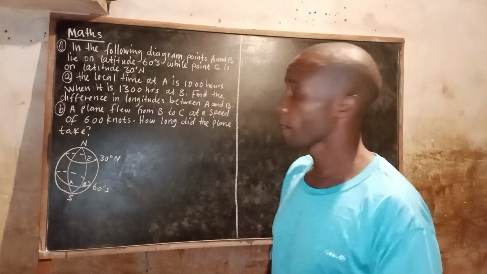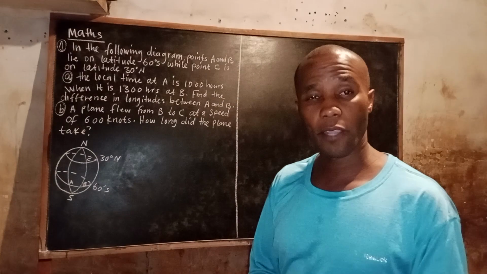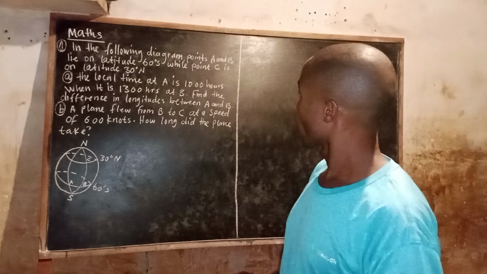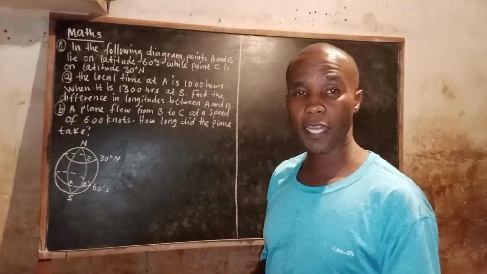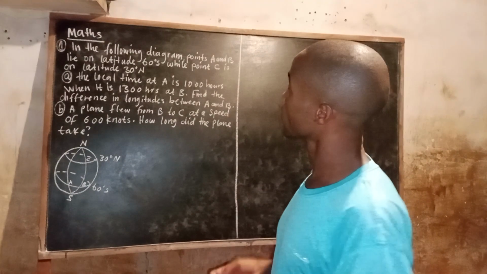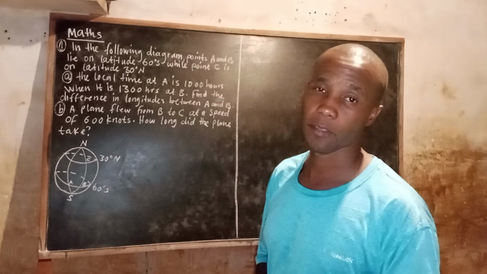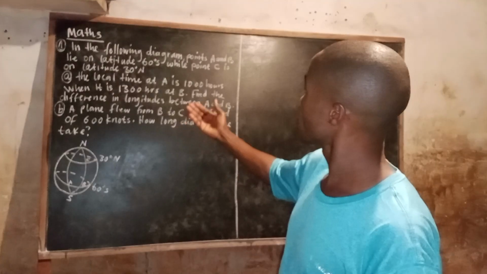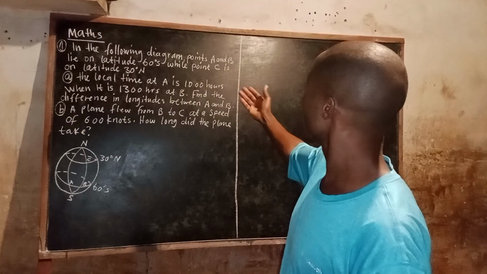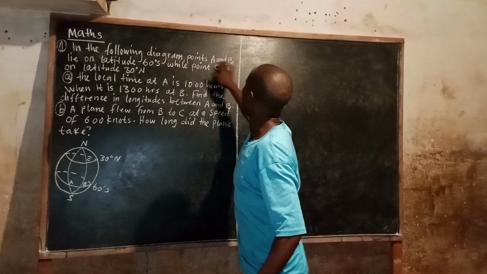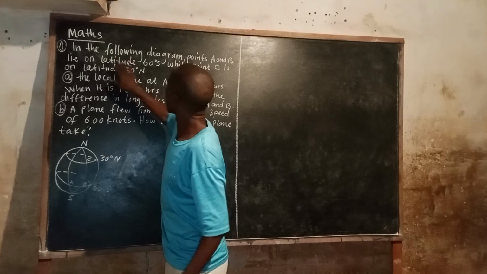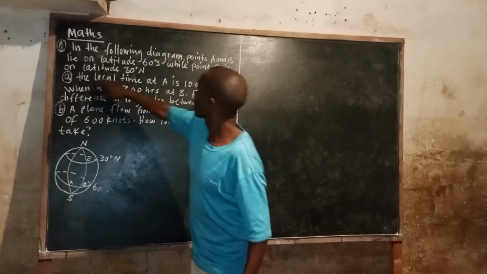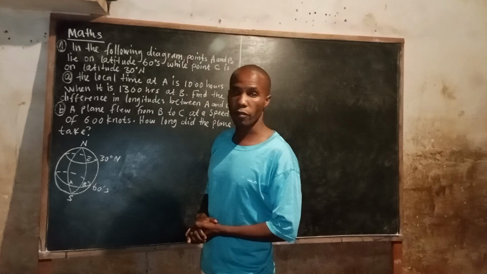Okay, so today I want us to go through the question that I earlier posted. This question is under earth geometry and it is coming from past paper one. The question is going like this: in the following diagram, points A and B lie on latitude 60 degrees south, while point C is on latitude 30 degrees north.